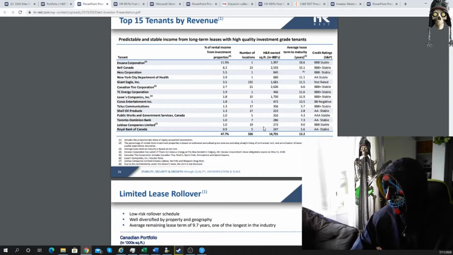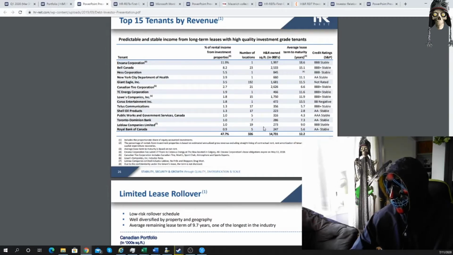Encana Corp is subleased at Synovus. Those two together represent about 17% of revenues. Quite a bit of energy credit risk in the tenants. Bell Canada, most people know, and the rest are okay, like Canadian Tire, most are good, banks, government. But yeah, they have quite a bit of tenant risk in oil and gas, and their average lease maturity, which is the strength here, is 12 years on these top 15 tenants.